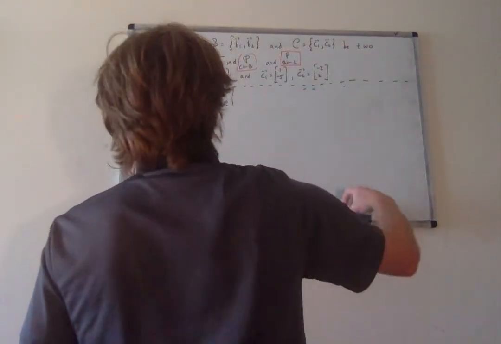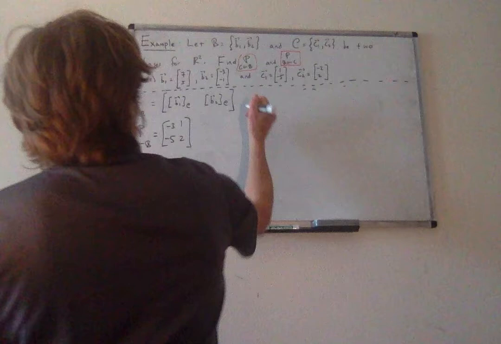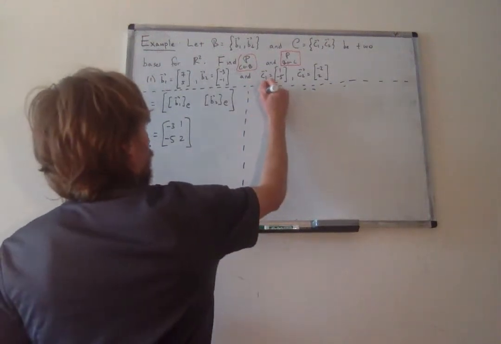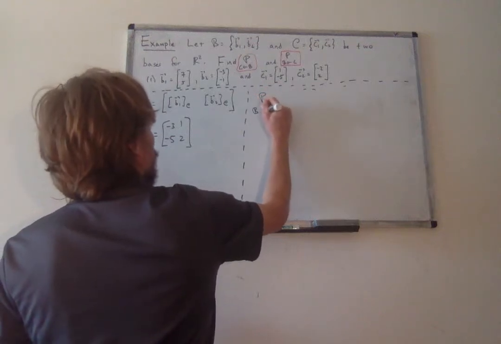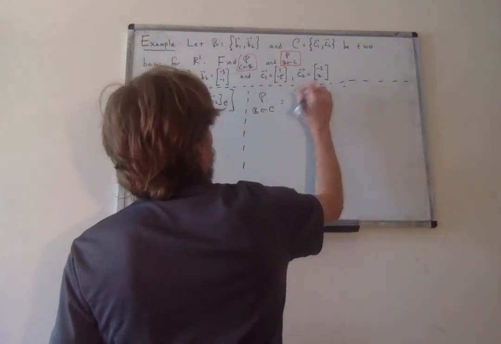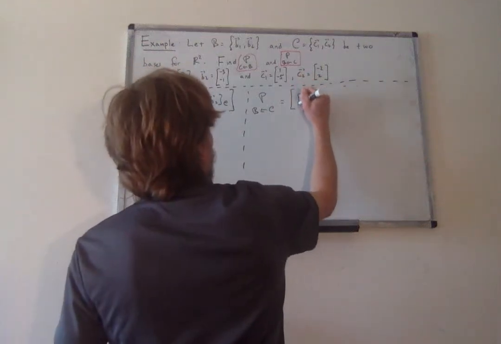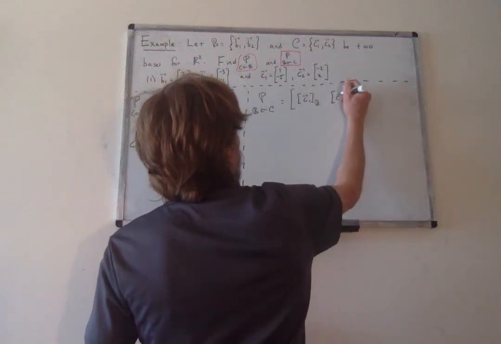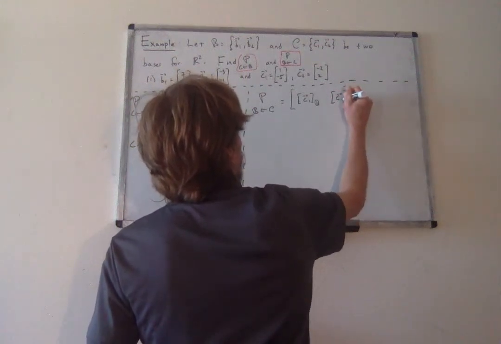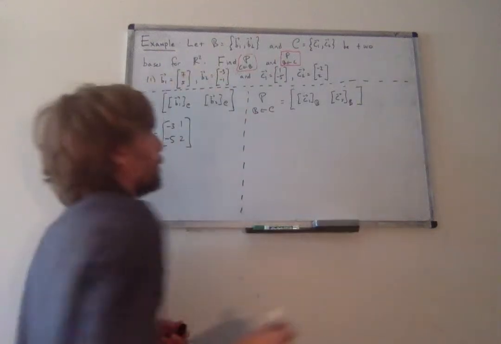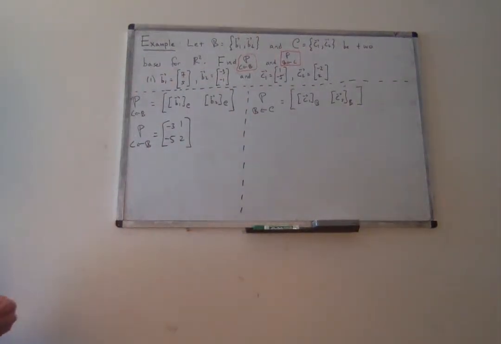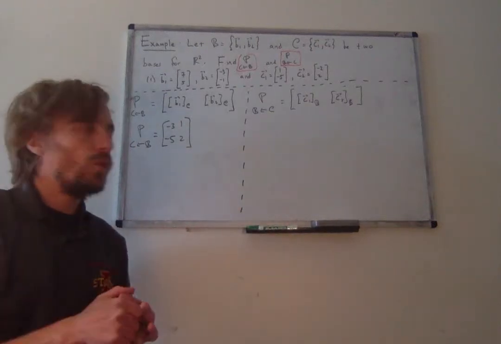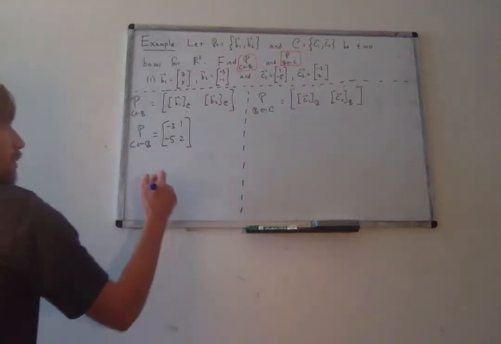Now, we could do the same set of steps to find P from C to B, right? And so we know that this matrix is going to be basically just everything done in the opposite direction. So this is going to be the C1 and C2 representations under my B basis. But if you'll remember from our last video, we know that in fact these two matrices are inverses of each other.